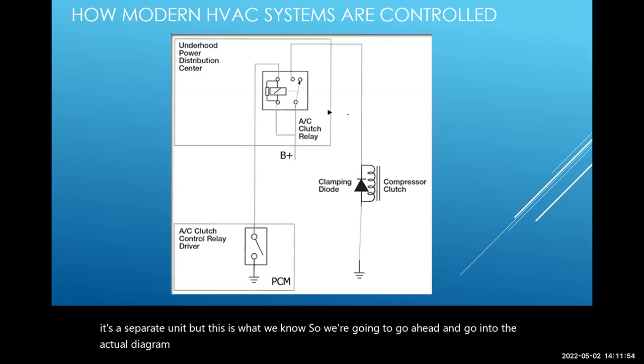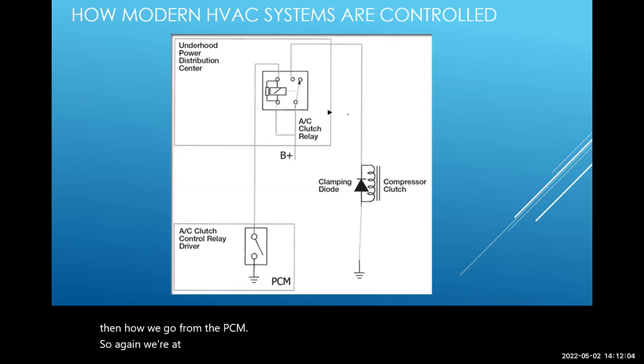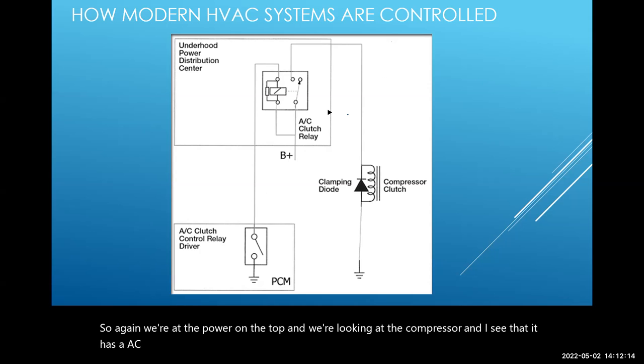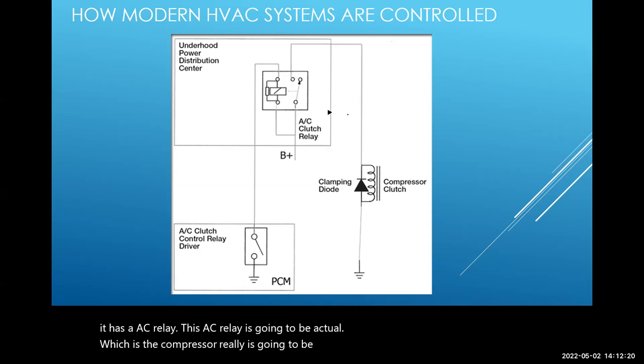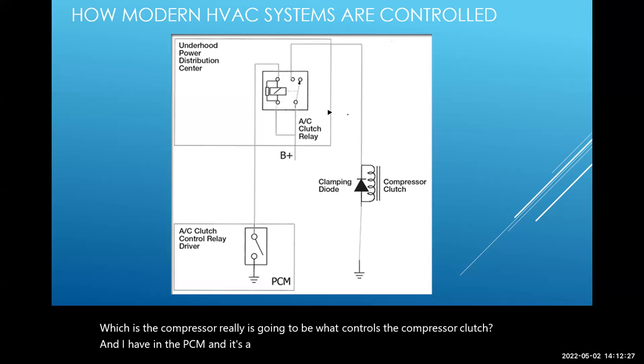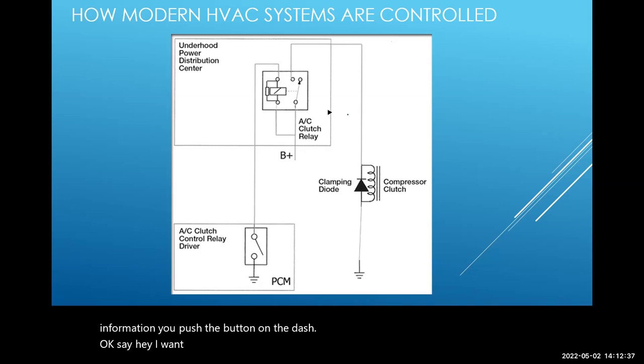This is under the hood, where the power distribution starts and then how we go from the PCM up. We're at the power on the top, and we're looking at the compressor, and I see that it has an AC relay. This AC relay is the compressor relay, which controls the compressor clutch. In the PCM there's a little transistor that switches it when it gets the right information. You push the button on the dash, say, I want AC, I've got my temperature dialed in, turn on the air conditioning compressor.